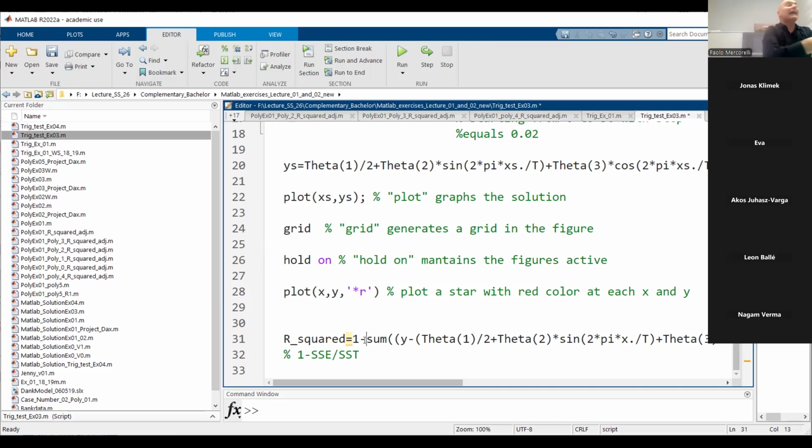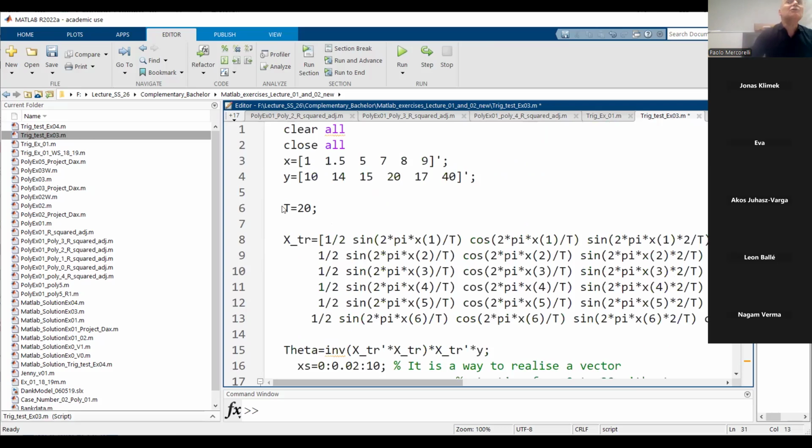Anyway, copy exactly the coefficient of last time, R square adjusted, in order to compare, in your project, the trigonometric with the polynomial one. Let me look at what happens. T, as I told you at the beginning, is the period of our regression. But look, if you look at this data here, 10, 14, 15, 20, 17, 14, I don't see any period.